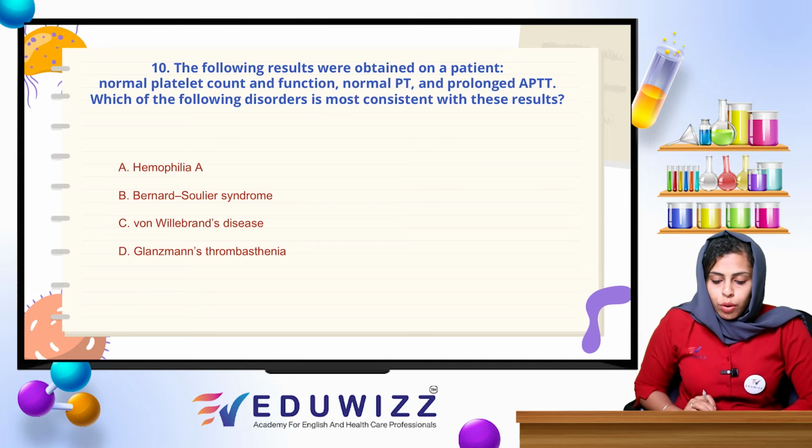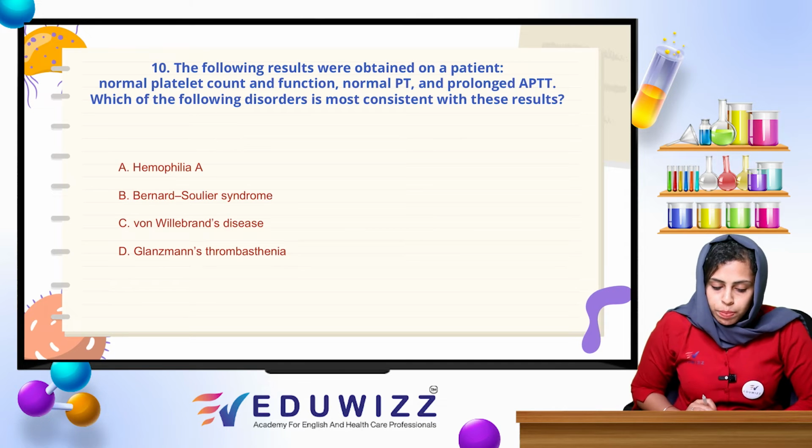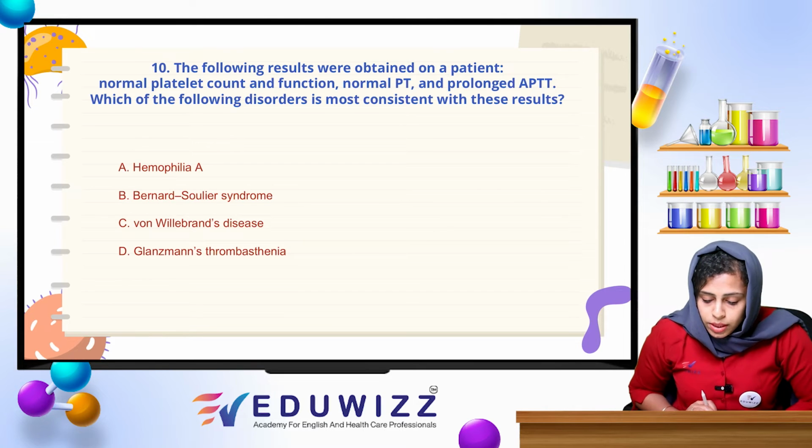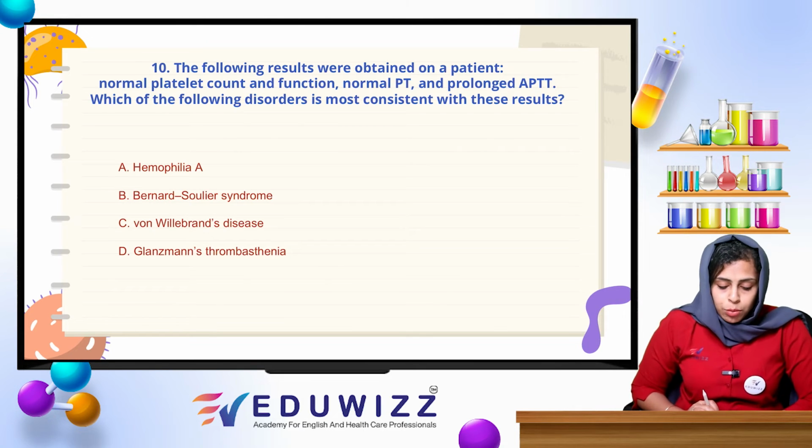The following results were obtained on a patient: normal platelet count and function, normal PT and prolonged APTT. Which of the following disorders is most consistent with these results? Here you can see hemophilia A, Bernard-Soulier syndrome, von Willebrand disease and Glanzmann thrombasthenia.